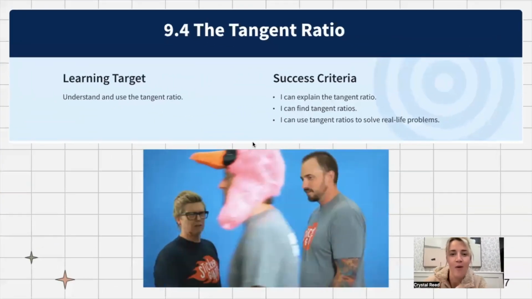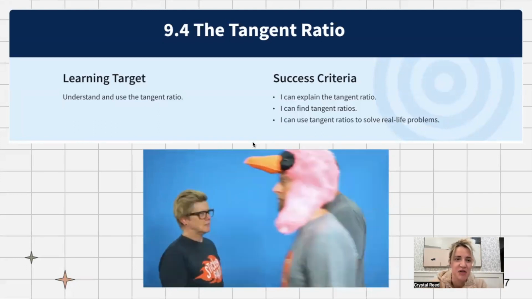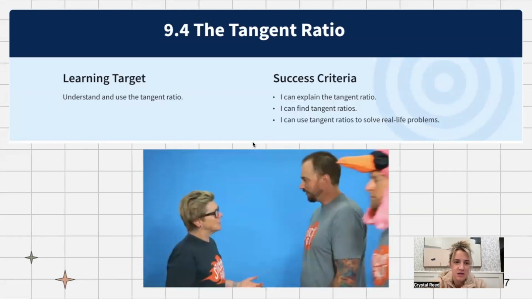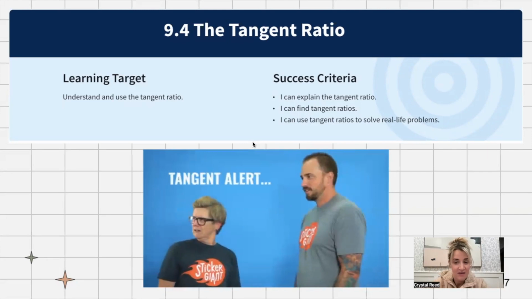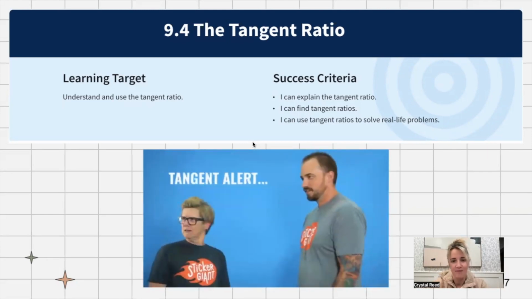All right, 9.4, the tangent ratio. Our learning target today is we're going to understand and use the tangent ratio. And our success criteria: I can explain the tangent ratio, I can find tangent ratios, and I can use tangent ratios to solve real life problems.